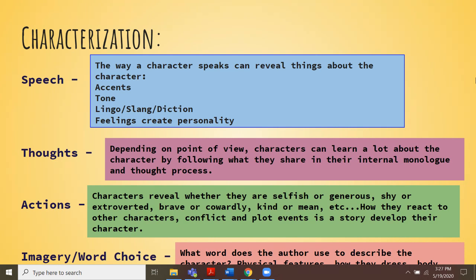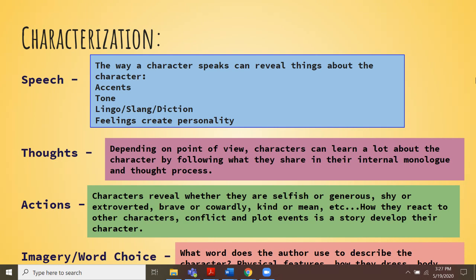Another way that the author does this, another method, is through their thoughts. So we can learn a lot about who they are. This personality is formed by what they're thinking inside. We call this an internal monologue. Like whenever you're sort of talking to yourself, that's your internal monologue going on. It's their thought process. When the author shares that with us, we get some insight into who these characters are.